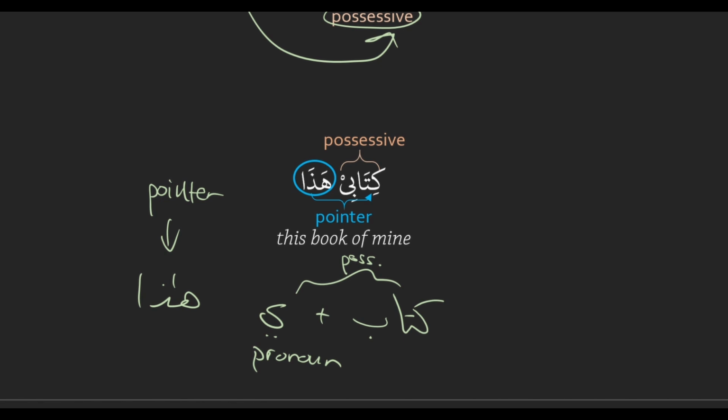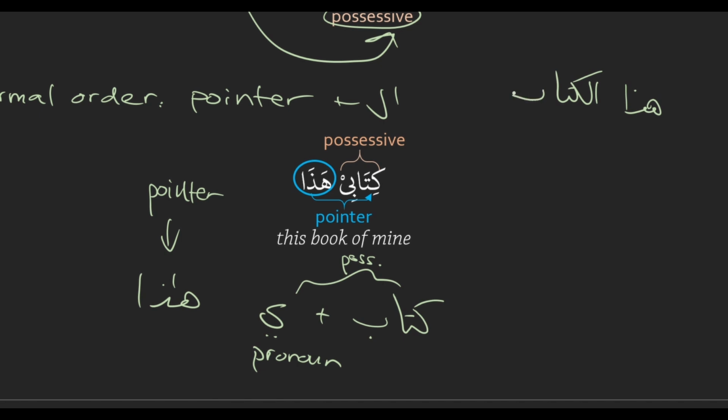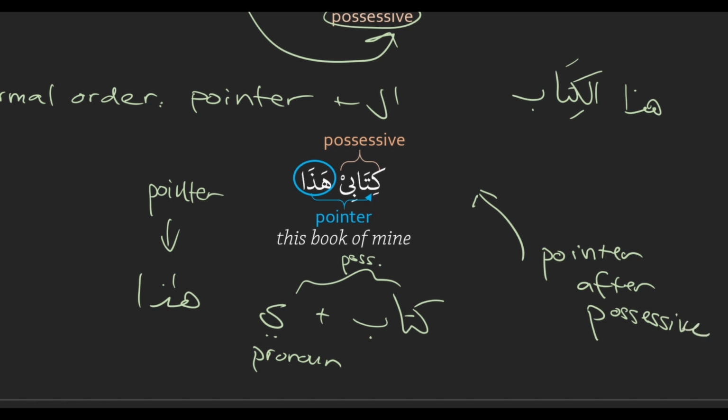What's the normal order for pointers? Well, we usually have a pointer followed by a word with al. So we'd say, for example, hada el-kitab. The pointer comes first, the word comes second. But here's the twist. When you're pointing at a possessive, the pointer comes after the possessive fragment. So here we have kitabi, a possessive fragment, and we have a pointer coming after it. And that's the norm. The possessive fragment comes first, the pointer comes second.